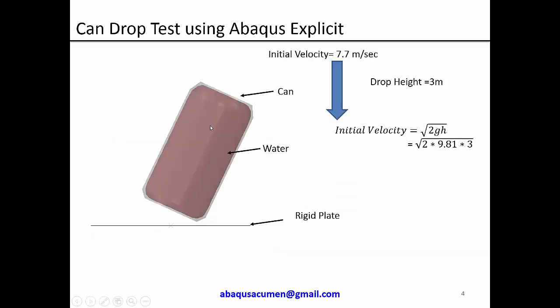The other thing is that the water inside the can we will model using CEL. So we'll learn how to do the CEL. It's a very powerful technique, and then we are going to drop the can from 3 meter height. We calculate the initial velocity as the square root of 2gh, and we got 7.7 meters per second. Just before hitting we'll keep the can, there will also be gravity loading on it, and then it will hit the floor.